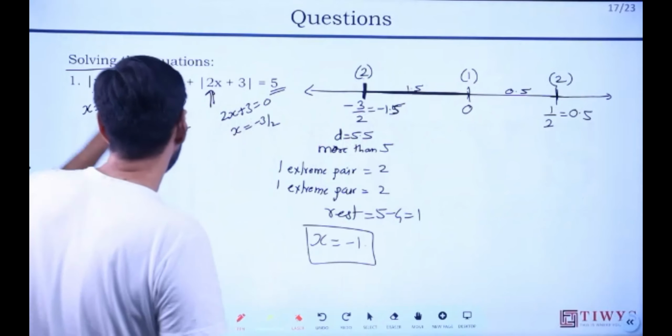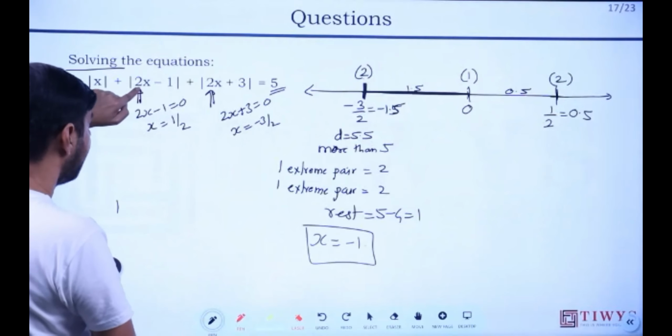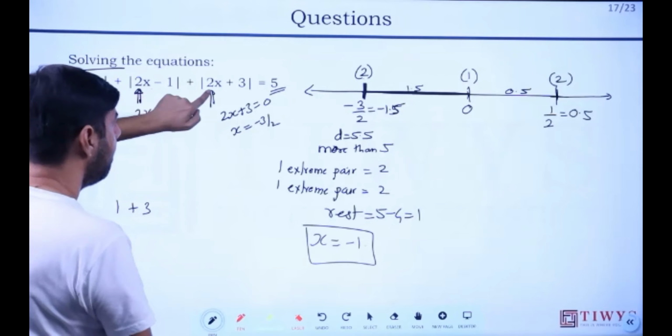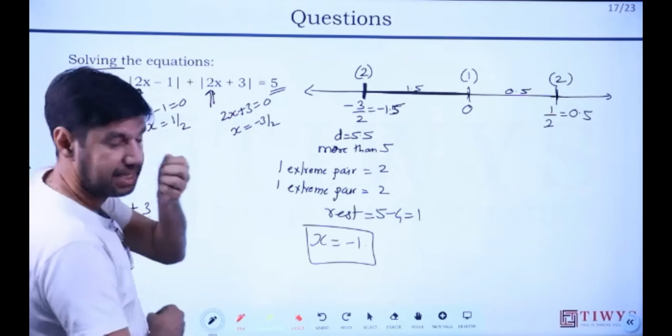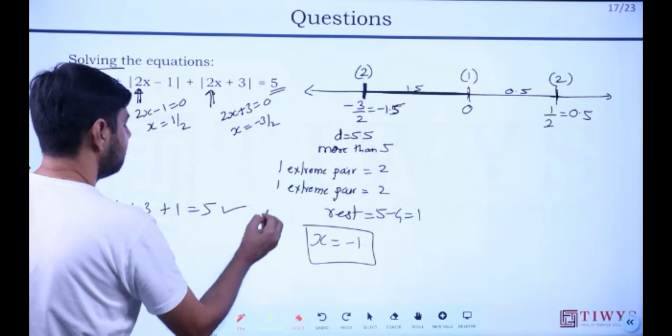And any doubt, plug and check. X is equal to minus 1, mod 1, minus 2 and minus 3. Mod is 3, minus 2 plus 3 gives me 1. Mod is 1. Is it 5? Bingo, it is 5.